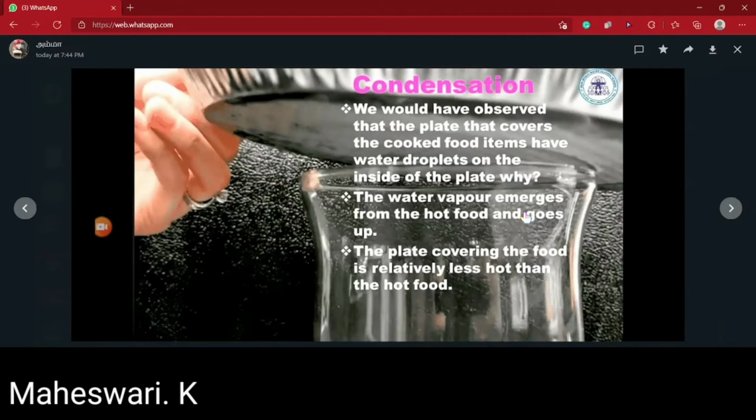The water vapor emerges from the hot food and goes up. The plate covering the food is relatively less hot than the hot food. Next, condensation finished. Next.